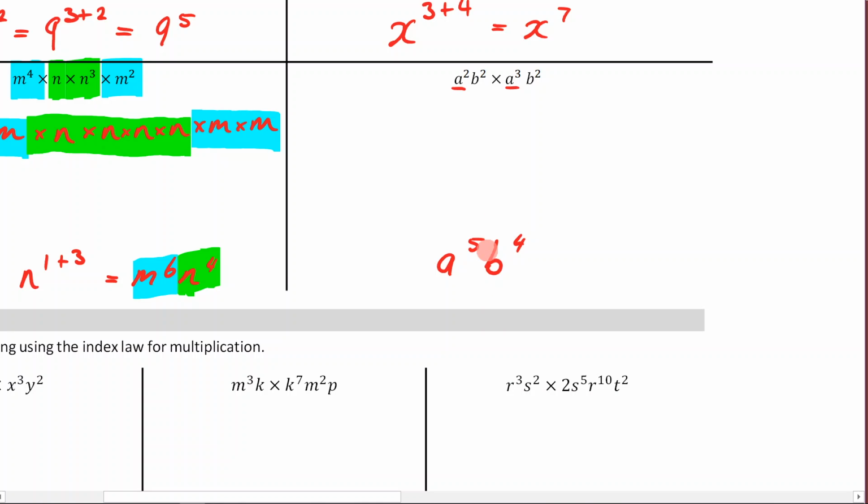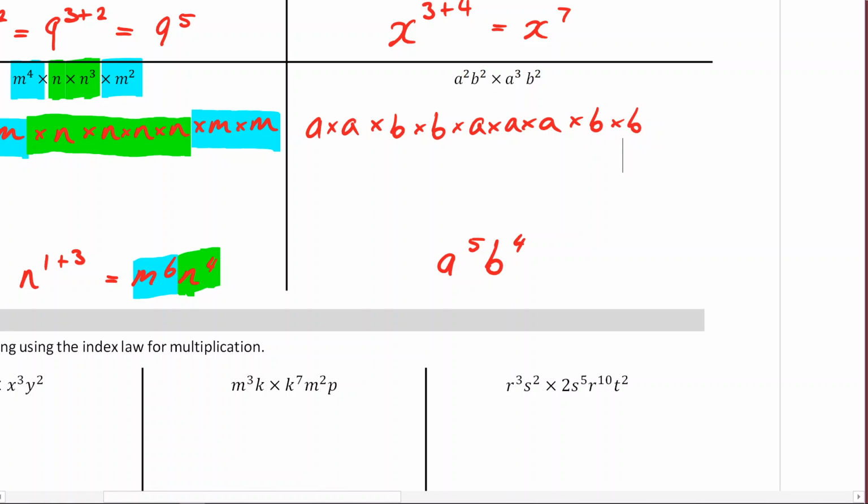But again, just for the final time, just to show you what's going on here, if I was to write this out in expanded form, I have 2 a's here. I then have 2 b's. Then I have a times. Then I have 3 a's. Then I have 2 b's.